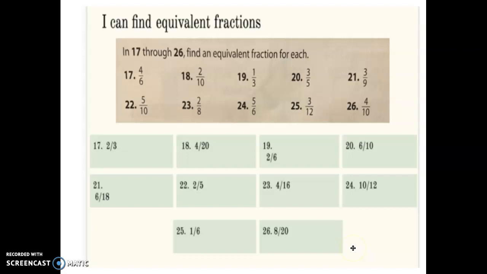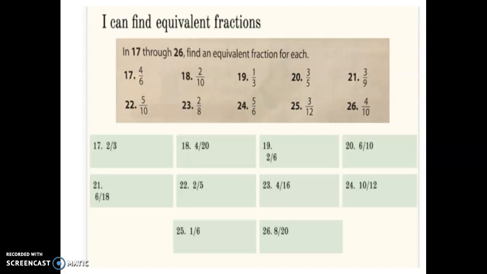So for example, for 22, this student did divide. However, they divided a little wrong. This should be 1/5, but however, they did try to use that division.